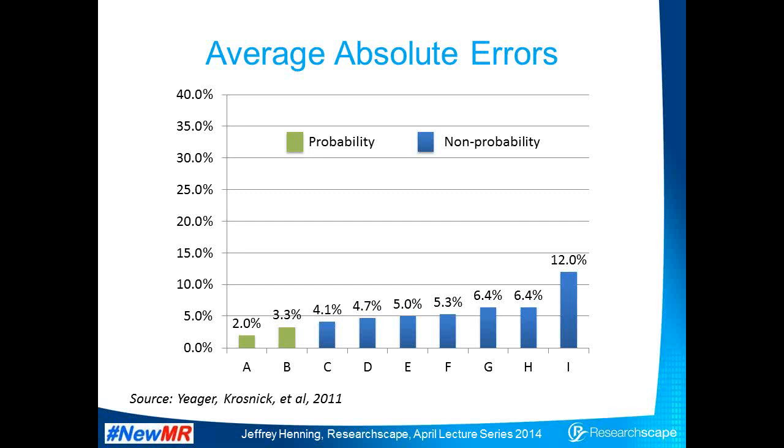So the average absolute error: they asked questions where they had benchmark data from the U.S. Census. So these were all U.S. surveys. The probability sample had the lowest average error across all the items that they measured. And the highest was very high for one, panel I, which was 12% average absolute error, way outside what we think of as typical margins of error.